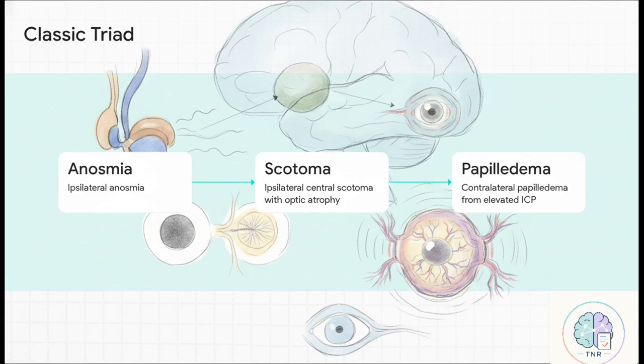Step 2, ipsilateral central scotoma with optic atrophy. Basically, a blind spot develops right in the center of their vision on that same side due to direct pressure on the optic nerve. Step 3, contralateral papilledema. This means the optic disc on the completely opposite side of the brain starts swelling up, driven by the overall elevated intracranial pressure from that growing mass. And occasionally, you might even see the eye bulging out on the tumor side if it invades the orbit.